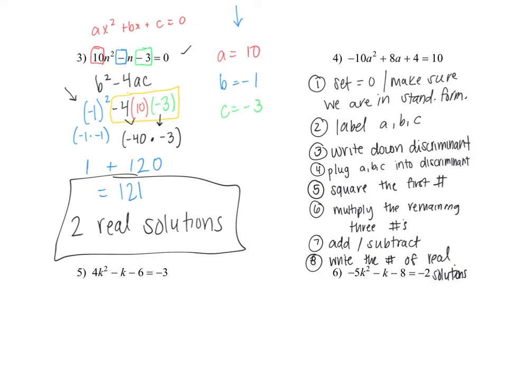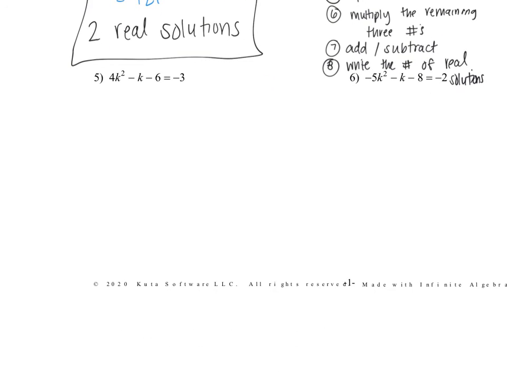So when I'm looking at number 5, my first step is to set it equal to 0. In this case, it is not set equal to 0. I need to get this -3 to this side, and how I do that is I'm going to add 3 to both sides. Okay? Whatever I add to one side of the equal sign, I have to add to the other.